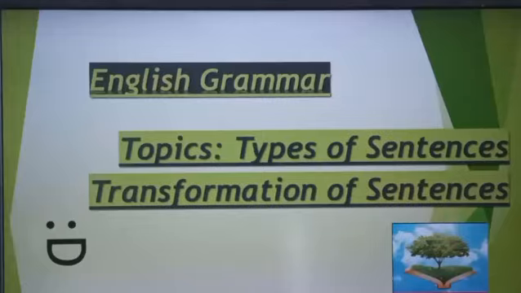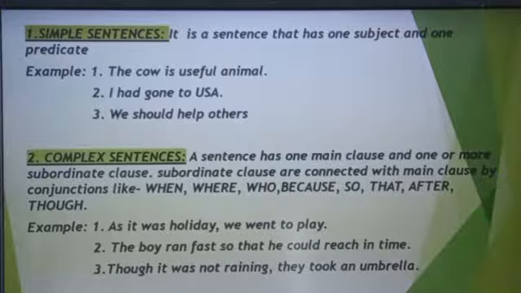Today I'm again back with session 14 of English grammar: types of sentences and transformation of sentences. First one is simple sentences. It is a sentence that has one subject and one predicate. Example: the cow is a useful animal. I had gone to USA. We should help others.